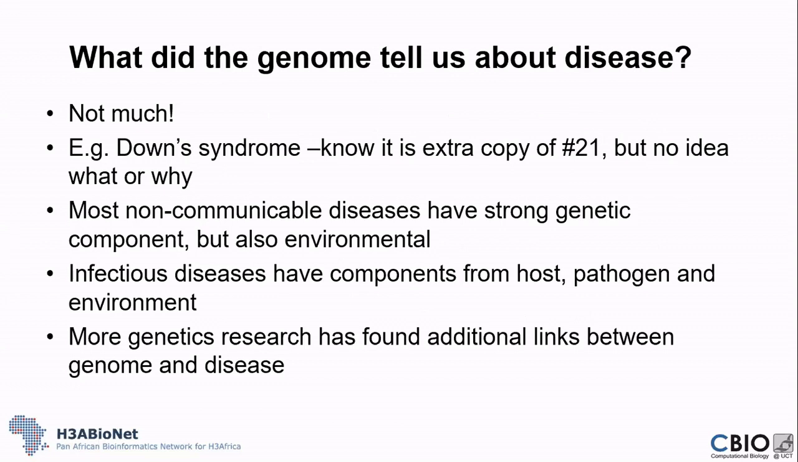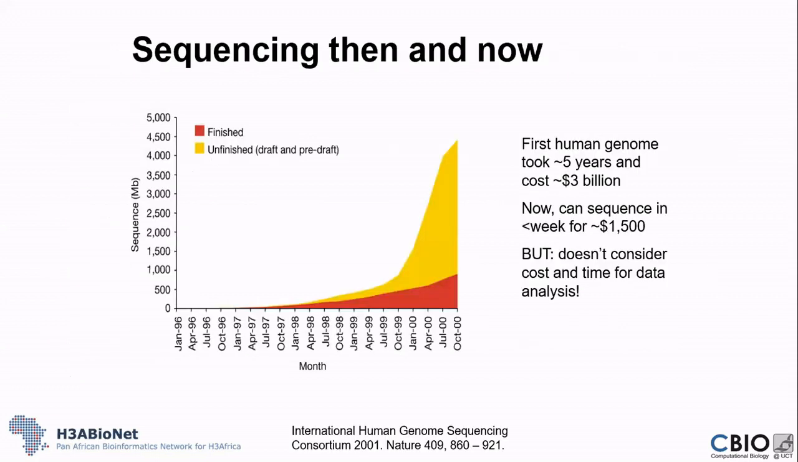And it's because most non-communicable diseases have a strong genetic component. They also have an environmental component. Infectious diseases are affected by both the host and the pathogen, and then also the environment. But luckily, since then, a lot of genetics research has been enabled by having the genome available. This has enabled us to find additional links between the genome and diseases. That's been invaluable, and people have been able to act on it and save lives.